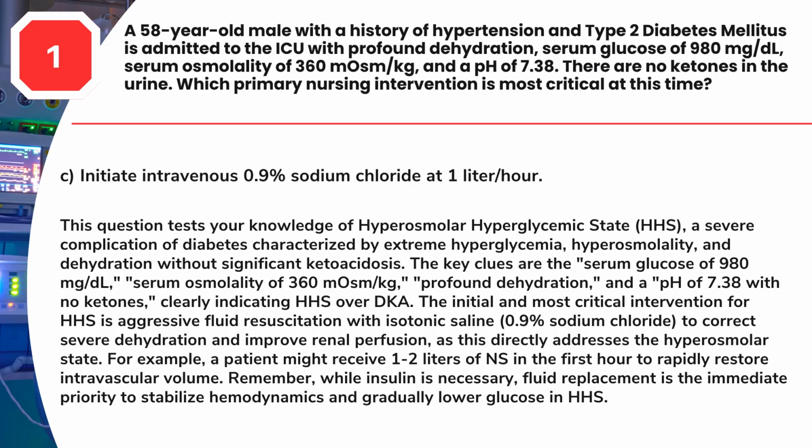The initial and most critical intervention for HHS is aggressive fluid resuscitation with isotonic saline, 0.9% sodium chloride, to correct severe dehydration and improve renal perfusion, as this directly addresses the hyperosmolar state. For example, a patient might receive 1 to 2 liters of NS in the first hour to rapidly restore intravascular volume. Remember, while insulin is necessary, fluid replacement is the immediate priority to stabilize hemodynamics and gradually lower glucose in HHS.